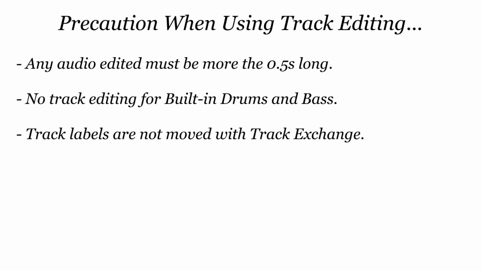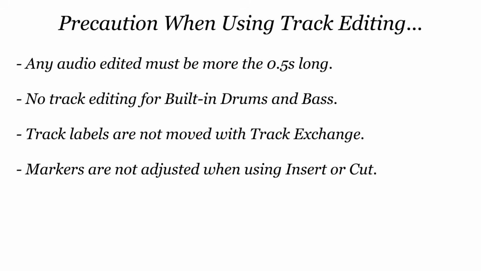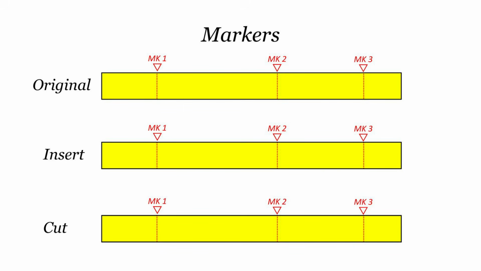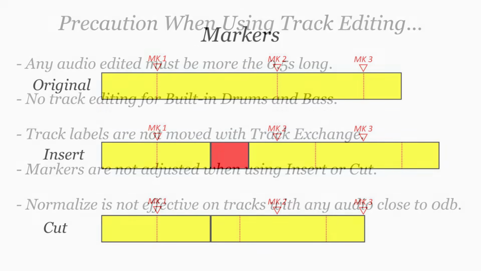Track labels don't get moved when you use track exchange. You'll need to manually swap them afterwards. Markers aren't adjusted when you use track insert or track cut. So any audio inserted or cut will offset the location of any markers that follow by the length of the audio. You'll need to adjust the markers from the marker menu or delete them and add some new ones.